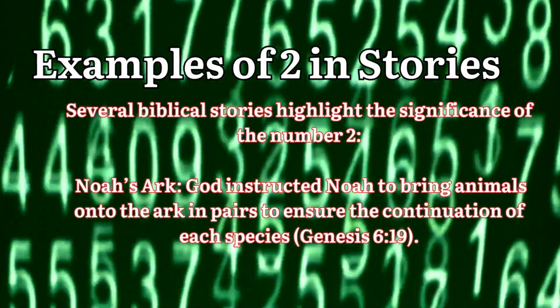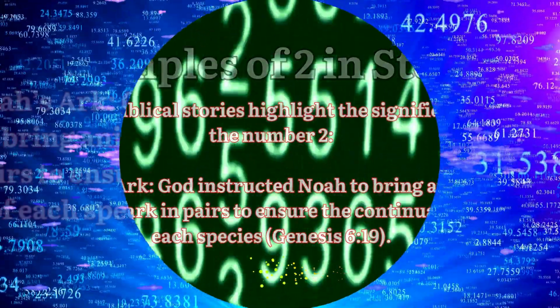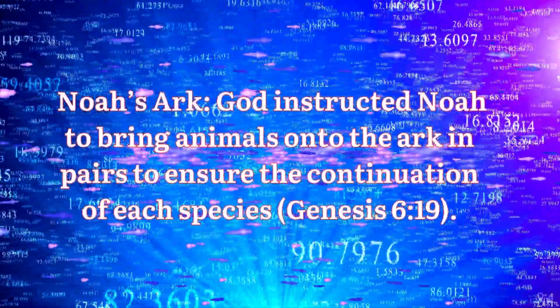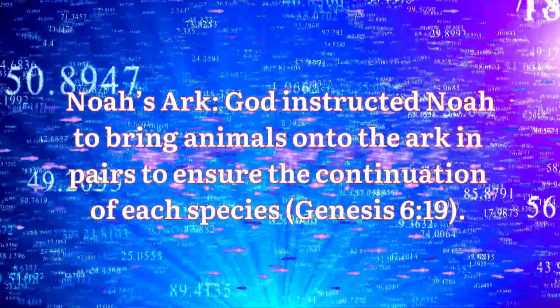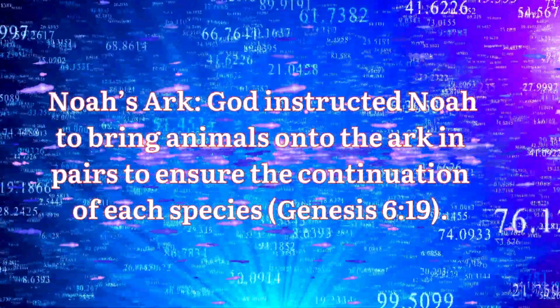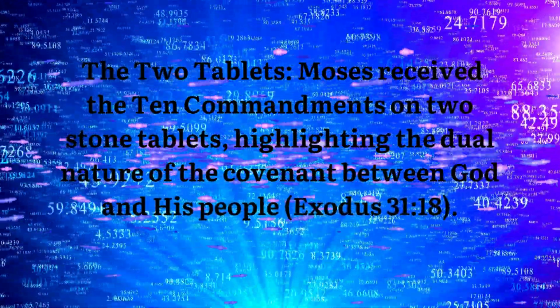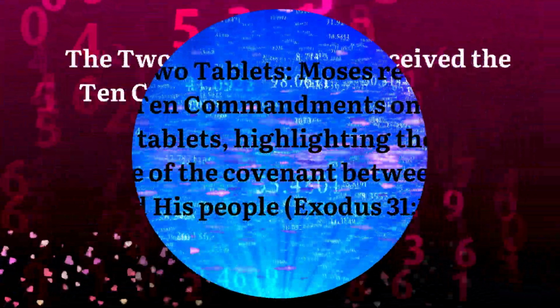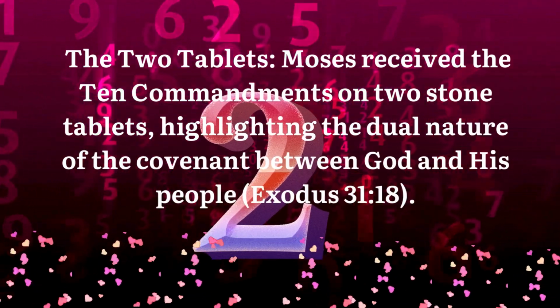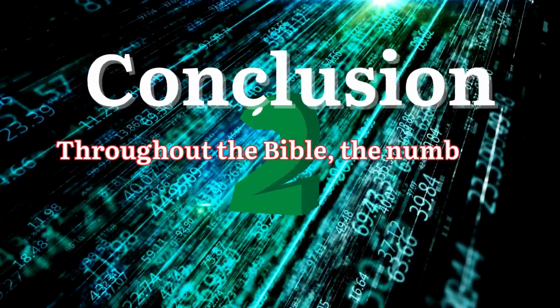Matthew 18 verse 16. Examples of 2 in stories: several biblical stories highlight the significance of the number 2. Noah's Ark. God instructed Noah to bring animals onto the ark in pairs to ensure the continuation of each species. Genesis 6 verse 19. The 2 tablets. Moses received the 10 Commandments on 2 stone tablets, highlighting the dual nature of the covenant between God and his people. Exodus 31 verse 18.